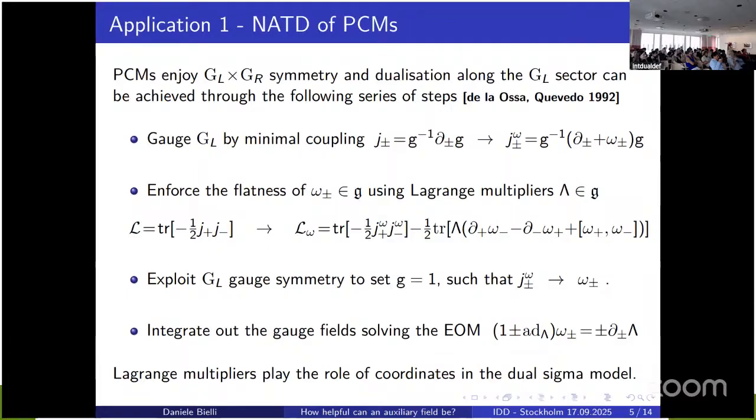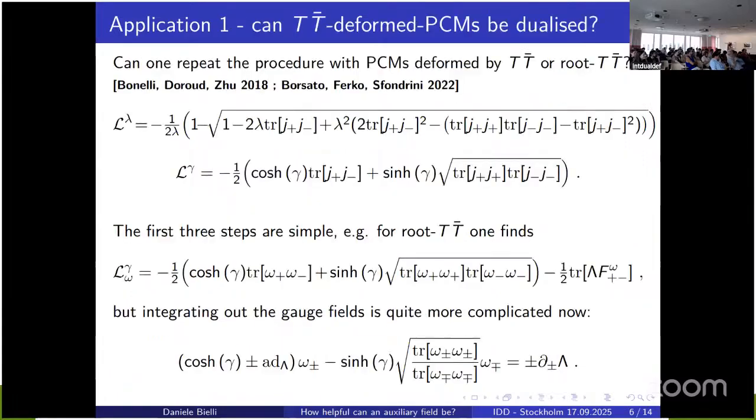Okay, so now a question that one might be interested in asking, at least I was: we have this nice, well-defined procedure, and people have studied this to some good extent. Can we now try to apply this procedure to some more complicated classes of models, and specifically to TT-bar and root-TT-bar deformed principal chiral models? It was interesting and natural to wonder, because these actions are known, the first two lines here for TT-bar and root-TT-bar. They were computed a few years ago. And I thought it would be interesting to see what happens in these models if we perform the T-duality.